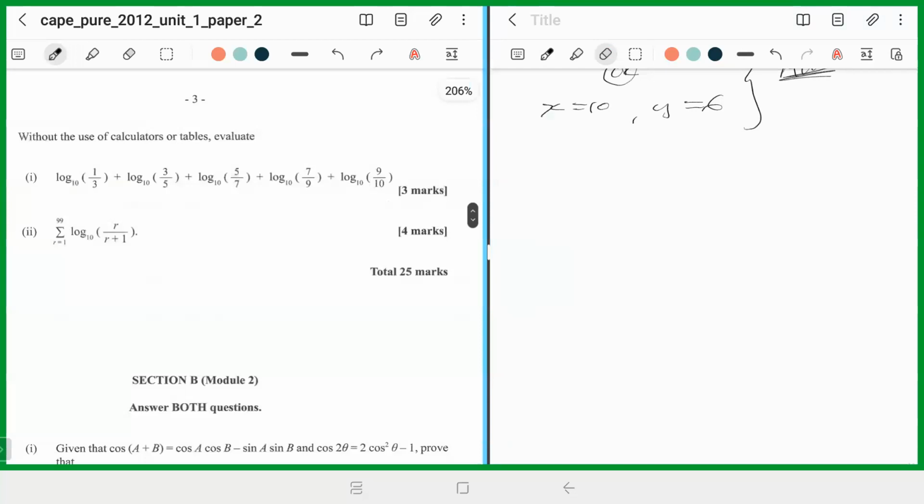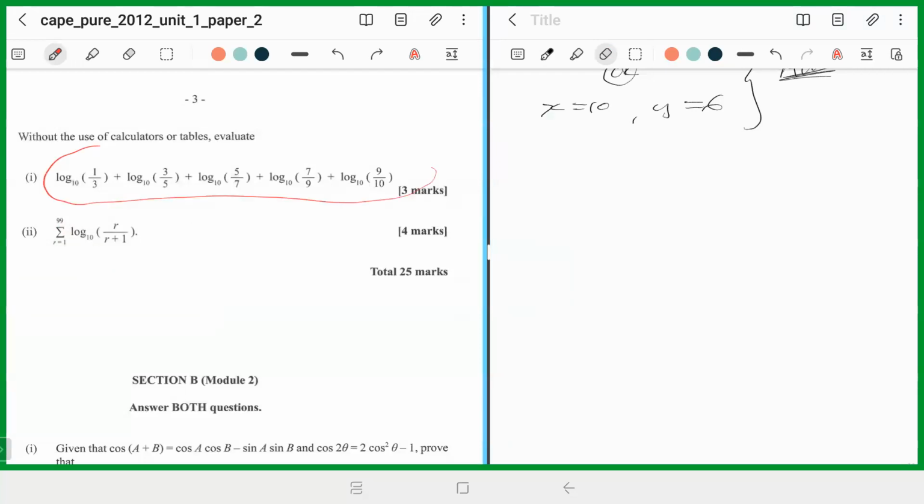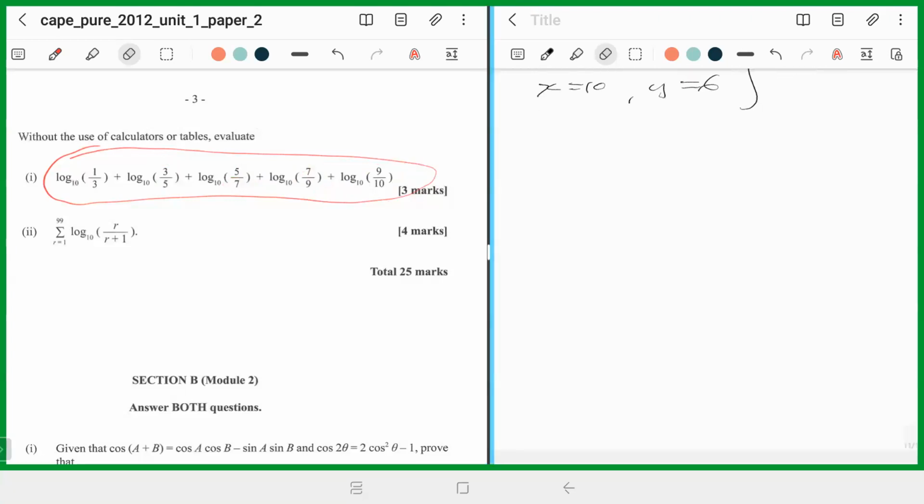It means that all of this, these are different colors. All of this is going to become the log to the base 10 of this times this times this times this times that. And when you add logs, you get the log of the product.